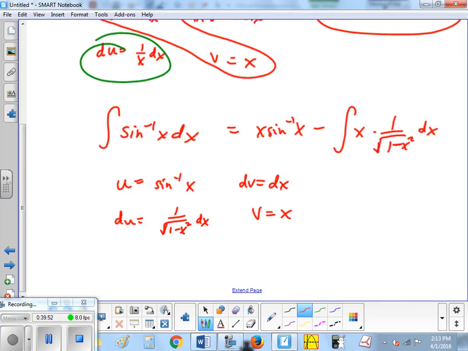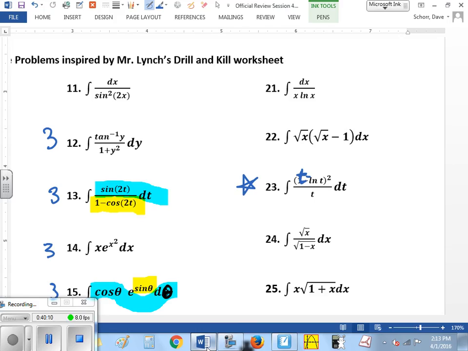this. And this can be solved by u sub. Just let u equal 1 minus x squared. So you could get it. You could get the antiderivative of arcsine by using IBP. It's a great method. Okay, let's go now to, where were we?